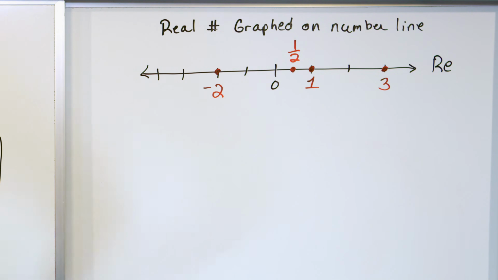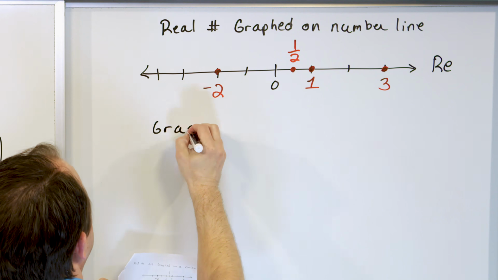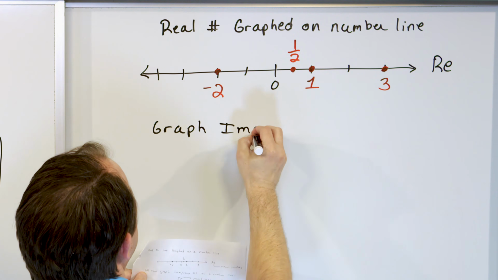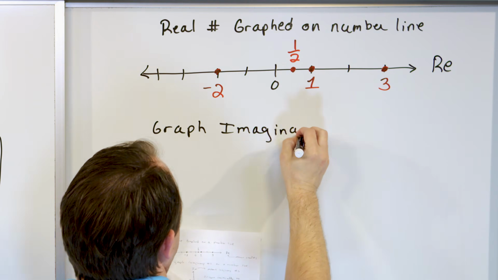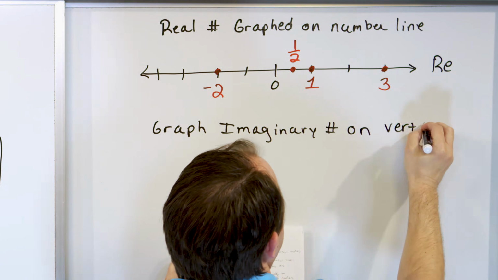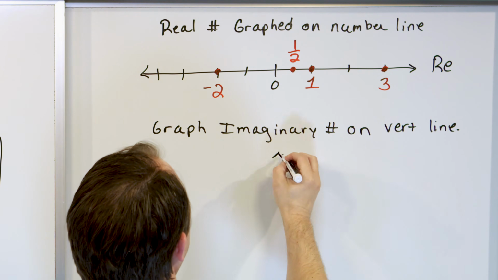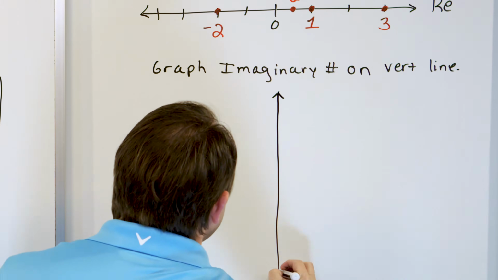So what we do is we graph the imaginary numbers on a vertical line. In other words, we just turn the line sideways. So instead of doing it horizontal, we draw a totally separate line, like this.